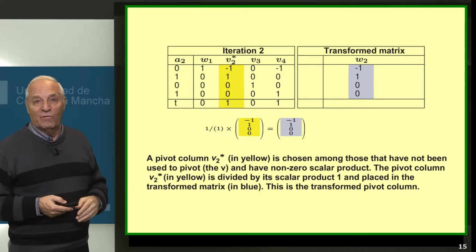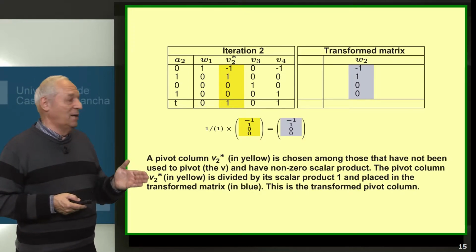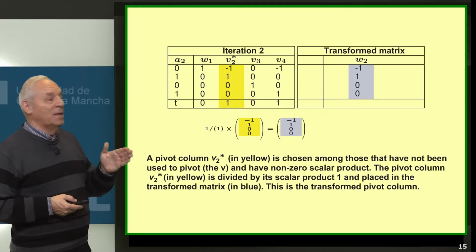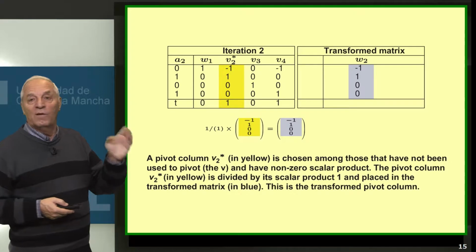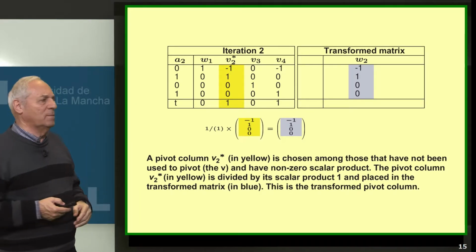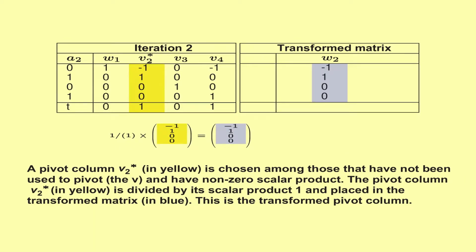Now let's transform that matrix of iteration 2, in its transformed matrix. How is the pivot transformed? Dividing by its pivot, that since it's 1, you have to divide by 1, then it's the same, minus 1, 1, 0, 0, and we put it in blue, which is the transformed pivot column.